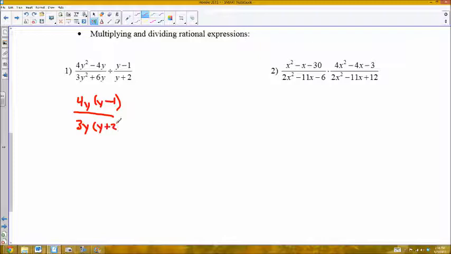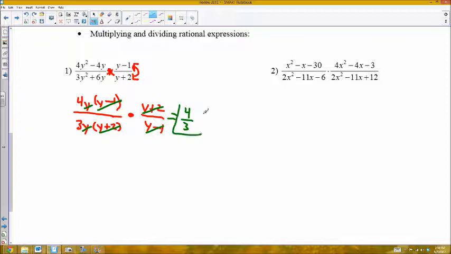There's my first term. My second term, I'm dividing, so rather than divide, I'm going to multiply by its reciprocal. So this will actually be times y plus 2 over y minus 1. With that written, I can cancel any factor of the numerator with any factor of the denominator whenever I'm multiplying, and my y's will also cancel here, and this whole expression reduces to 4/3.